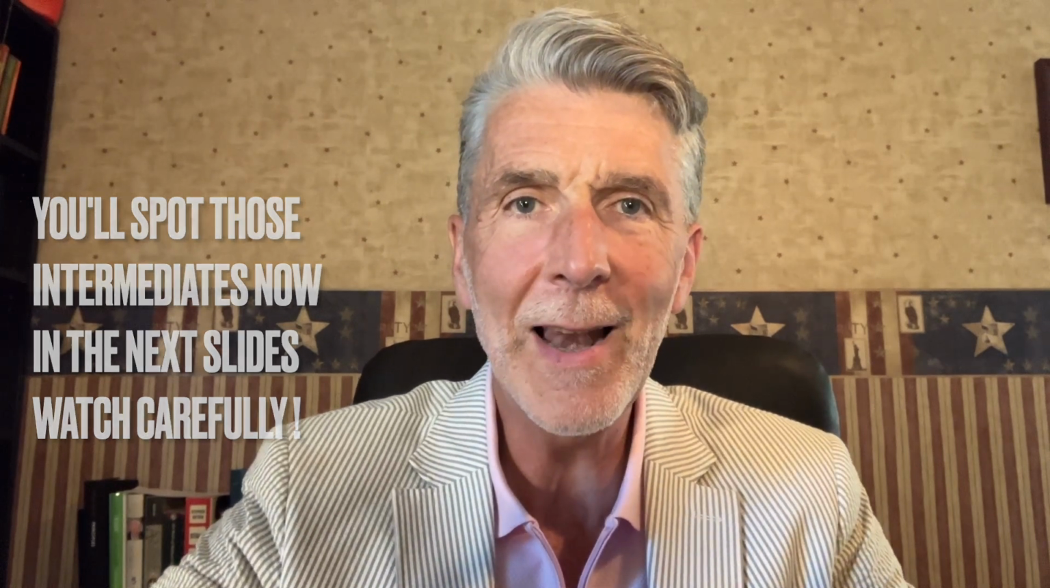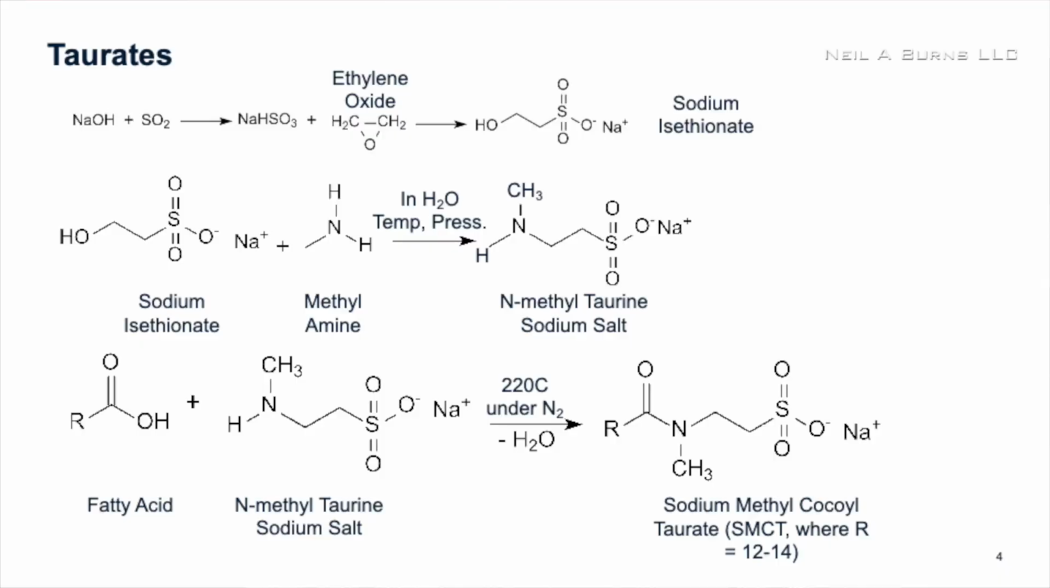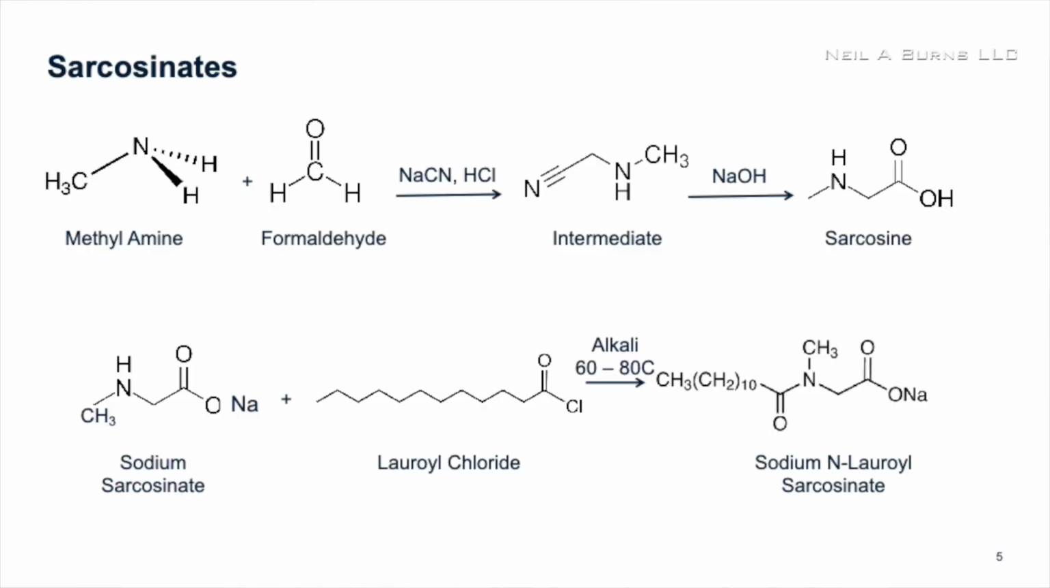We're going to go by class here. So for anionics, we've got the taurates, starting with ethylene oxide, gives you sodium isethionate, and then that plus methylamine takes you on your way to the taurate functionality. Next up, of course, sarcosinates, starting with methylamine plus formaldehyde, giving you sarcosinates.